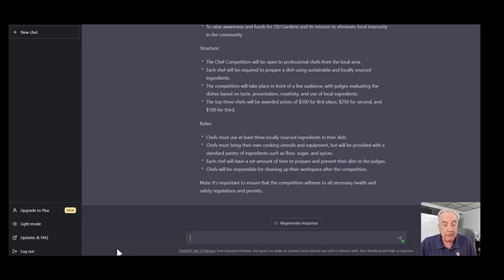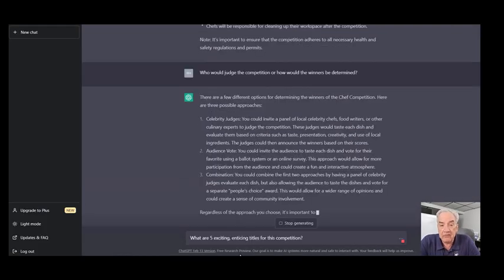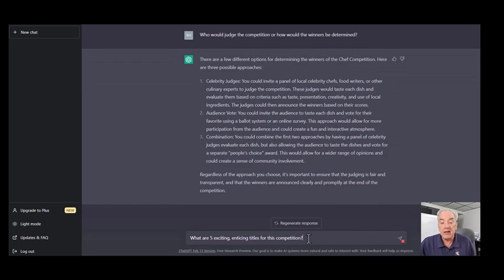Who would judge a competition and how would the winners be determined? First, we could have celebrity judges. That would mean I could take the local experts and let them taste each one and then announce a winner. The second idea was that we could do an audience vote from the people there, taste each dish, and then they would vote on the ones that they liked. The nice part about that, it also suggested we might be able to do that online, which would be interesting, or we could actually do a combination of the two approaches. So it gave me some really good ideas that I could then develop into a more formal competition.